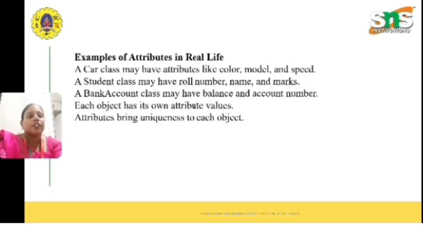Examples of attributes in real life: a car is a class, and the attributes are color, model and speed of the car, and brake, accelerator and clutch are the methods of the car. A student class may have roll number, name and marks. Here roll number, name and marks are the attributes of the student class. And a bank account number, bank account name, these are all things defined by attributes. Each object has its own attribute values. Attributes bring uniqueness to each object.